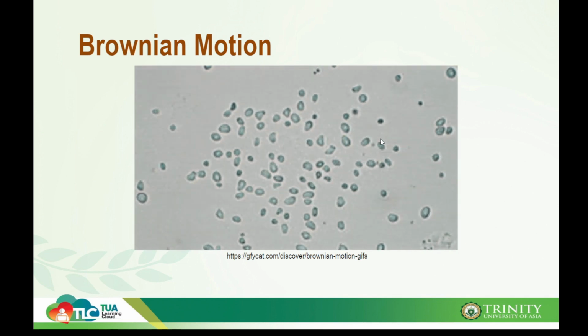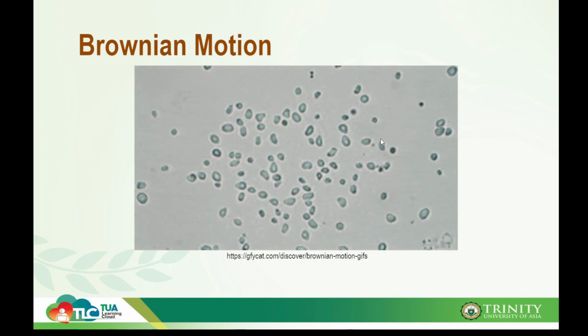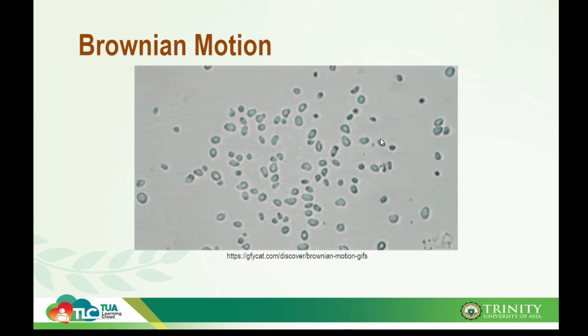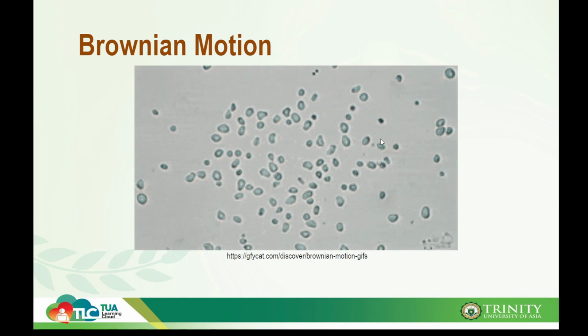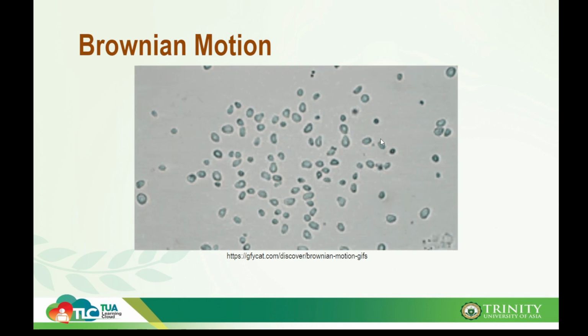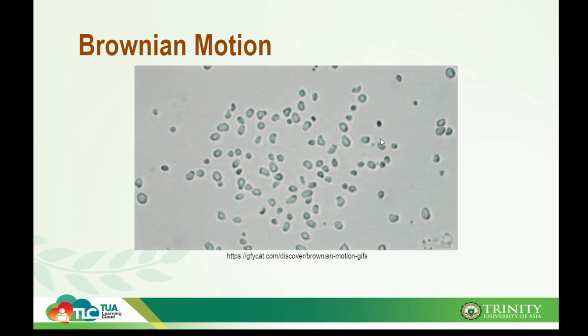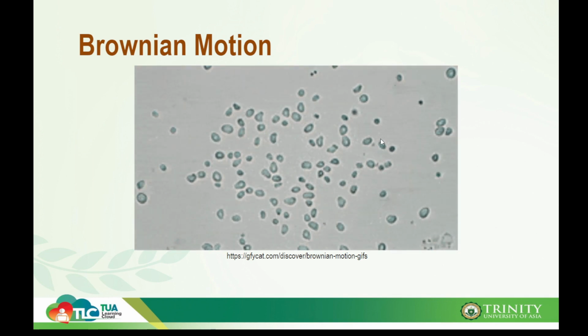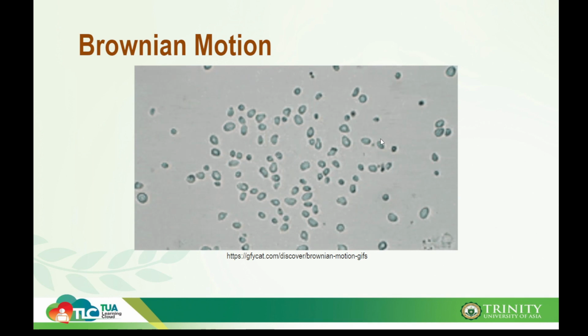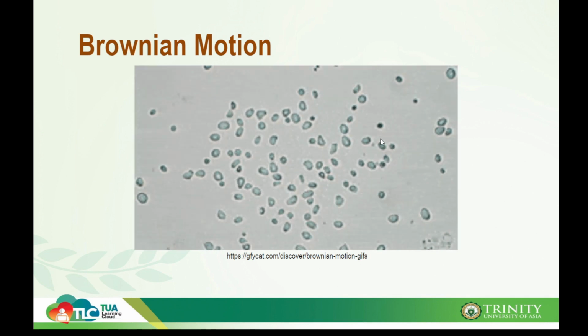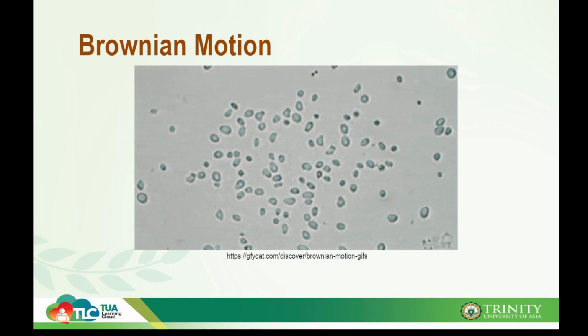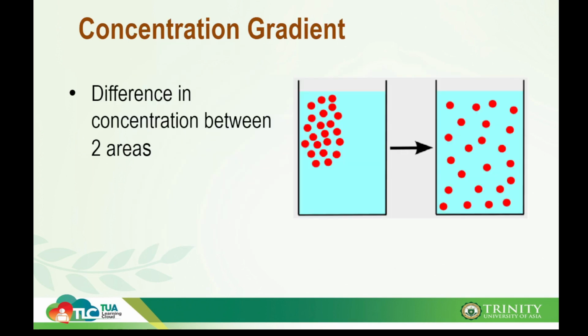So this is what we call Brownian motion. Cells have a naturally occurring, constant, and random movement. And because ang mga cells natin, kusa silang gumagalaw, they move on their own, this triggers cell transport. Okay? Now, another factor that we have to understand is the concentration gradient.